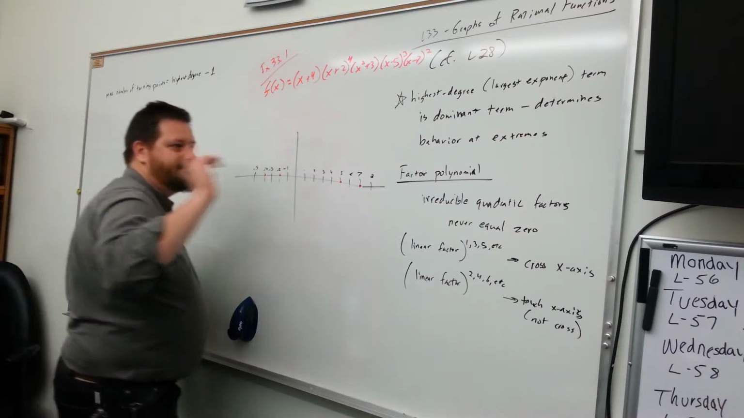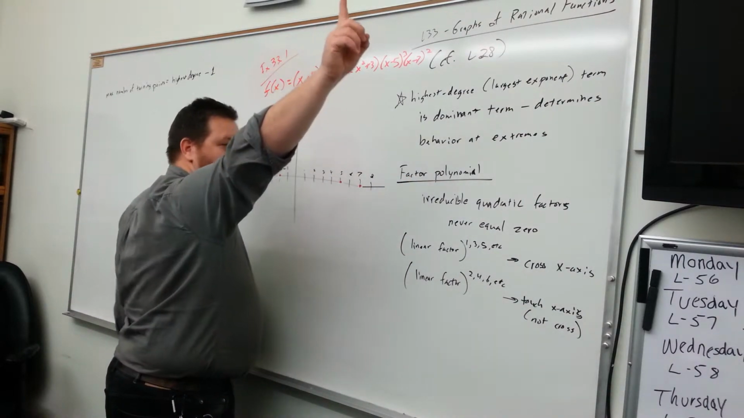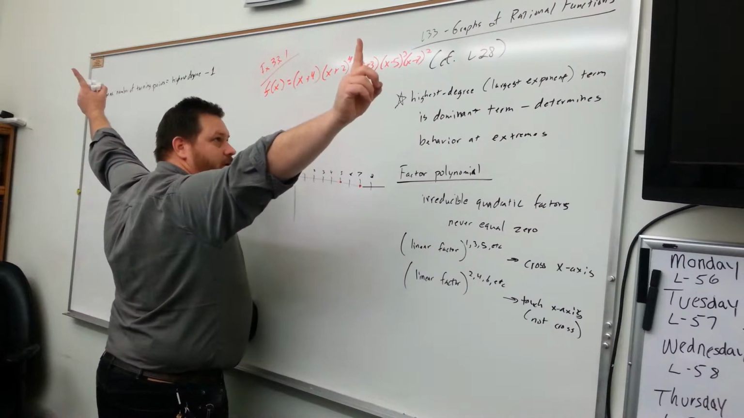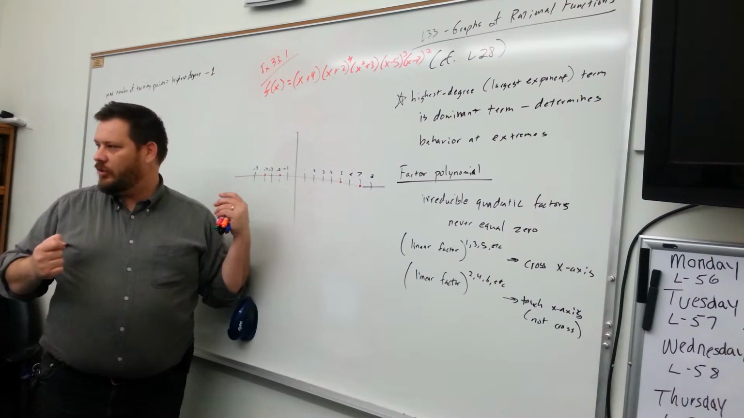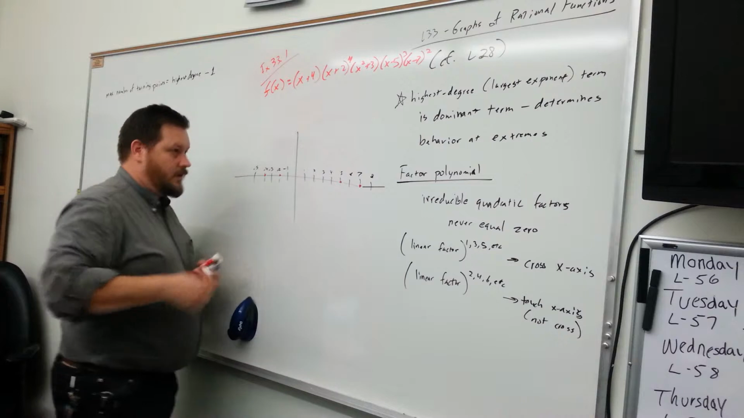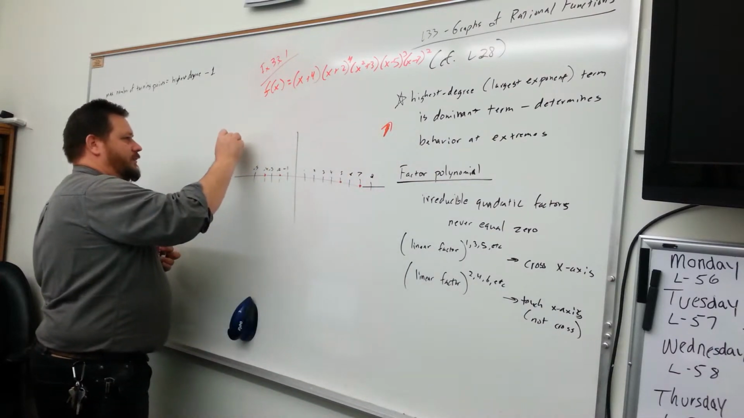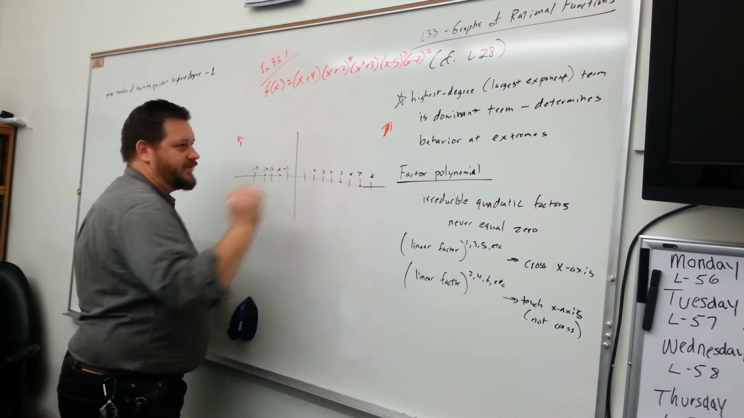What's going to happen for very large x values? Up. What's going to happen for very large negative x values? Up. Also up. So we have a positive, even-powered dominant term. So at the extremes, we're doing this. At the extreme, it's going up. At the extreme, it's going up. So in the middle, we've got zeros at these places.